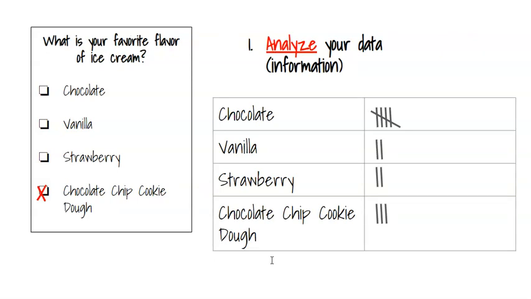Then, once you have received all of your data, so once people have returned their surveys to you and you have your answers, then you are going to analyze your data or analyze the information. So after analyzing the information, let's say I found out that 5 people like chocolate ice cream, 2 people like vanilla, 2 people like strawberry, and 3 people like chocolate chip cookie dough. So I can analyze that to figure out what is the most popular flavor of ice cream. That would be chocolate. Or what is the least popular flavor of ice cream? That would be a tie between vanilla and strawberry.